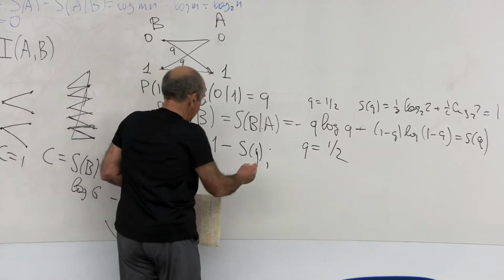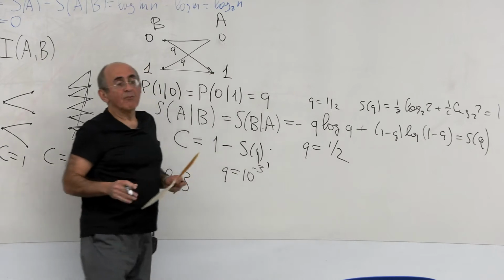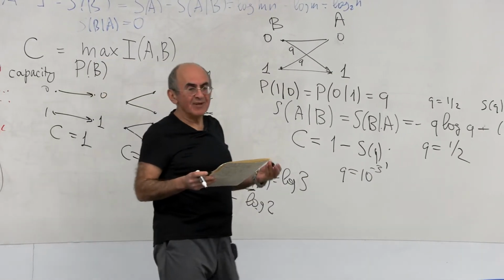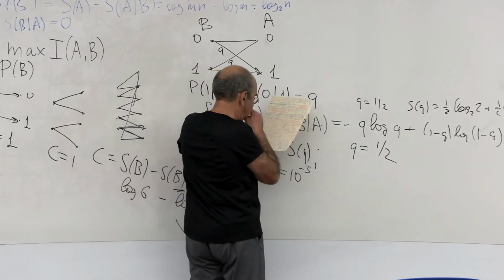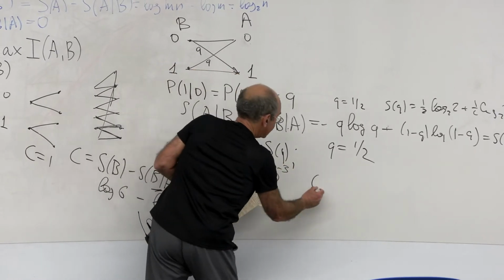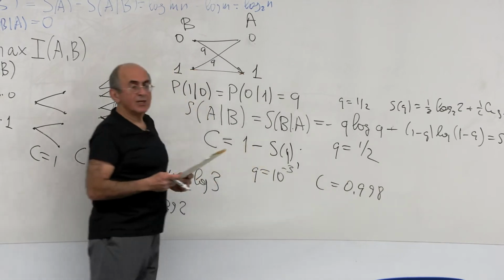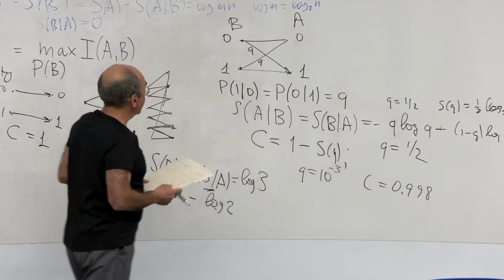On the other hand, if your Q, for example, is 10 to minus 3, and now in fibers we tend to have 10 to minus 12, but even at 10 to minus 3, when you compute this, you get C equal to 0.998. So it goes to this limit exponentially fast.